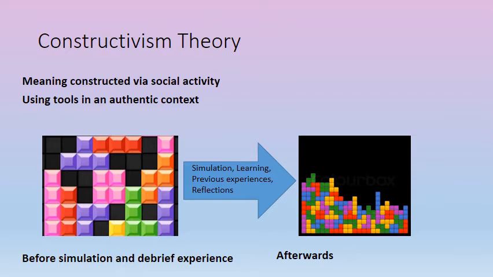So, in a diagrammatic sense, using Tetris as an example, you would aim to go from the frame on the left of your screen to the one on the right, which you can see is much more robust and has fewer gaps. And to get there, using simulation, learning, previous experiences and reflections to make those connections much more sound rather than wholly disjointed.